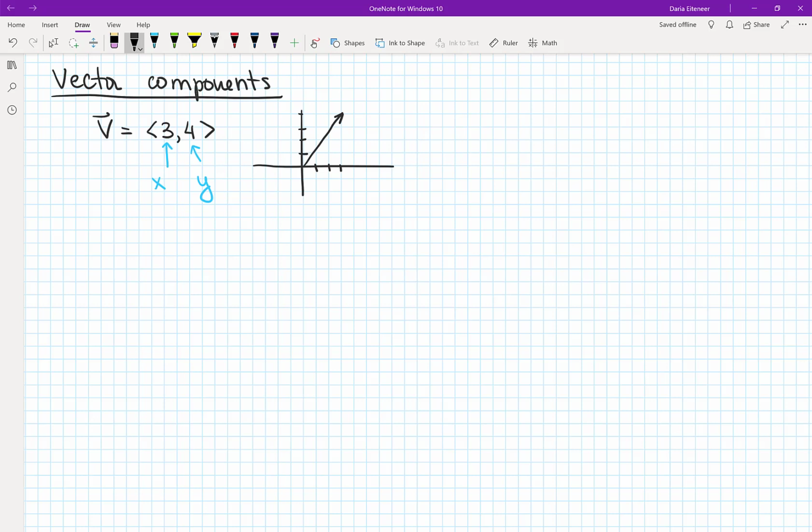And this is how you draw that vector. So we kind of already know that. Now, there is another way of representing the same thing. So instead of writing angle brackets, sometimes people use what's called IJK notation.